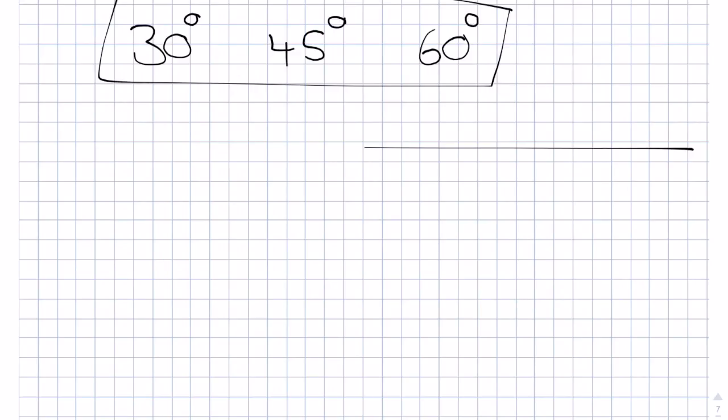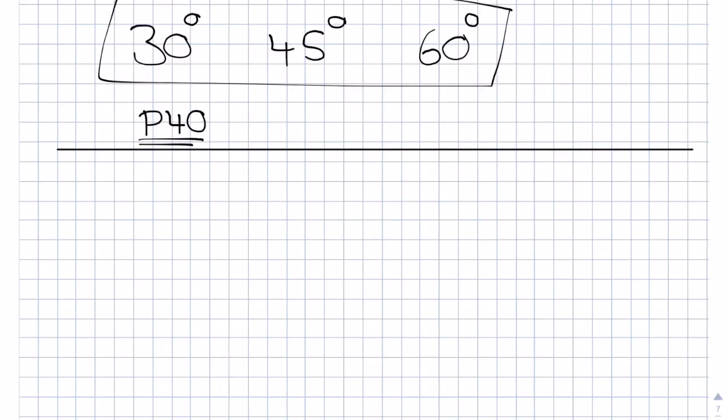And again, you can try some examples yourself on page 40 of the book. But I'm just going to stop it there for now with that one, and then I'll move on to the unit circle.